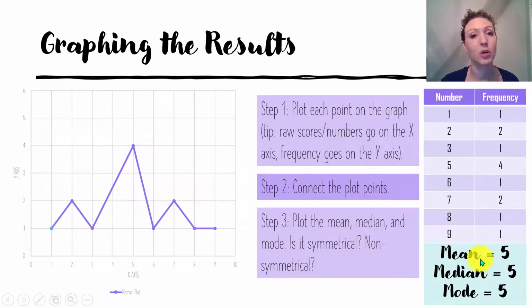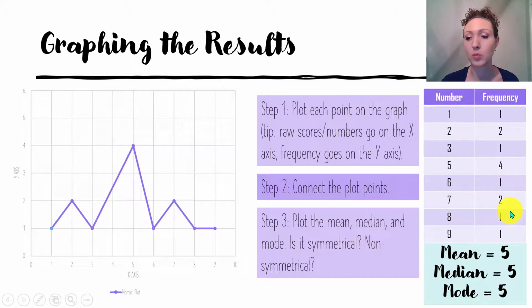So I am going to show you how to plot it if your mean, median, and mode are not the same numbers. Let's start with our mean, for example, and we have a mean value of 5. So we're going to go to our number column and see where that value of 5 is. Then we are going to make note of how often that number occurred. So we have a frequency of 4.